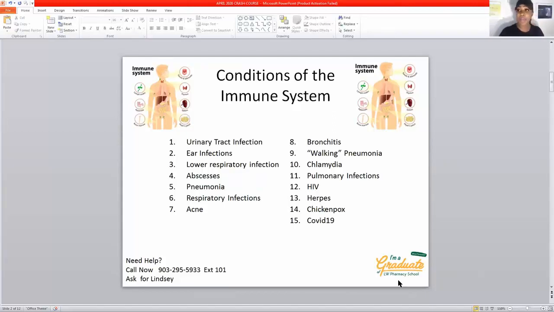Okay, I want to talk about some of the conditions that happen to the actual immune system. Of course, this is not all of the conditions that affect the immune system, okay? Bear with me, I only have 45 minutes here. I don't have time to list everything. However, these are some of the more common conditions that you will hear about, and these are the ones we're going to talk about tonight.